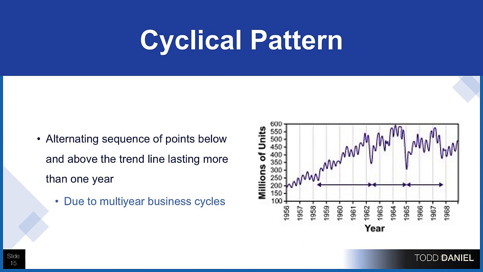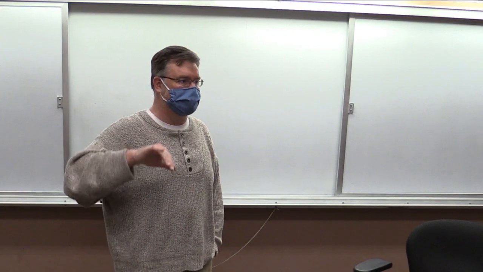And then finally, a cyclical pattern, where we see an increase and then a drop, and then another increase and a drop. Now there is an overall trend. Maybe we're seeing a general trend upwards, but it's cyclical. It goes up and decreases, and then it recovers again. So we're seeing those alternating sequences of points above and below the trend line that occur, and they're lasting more than a year. So these are big picture items.